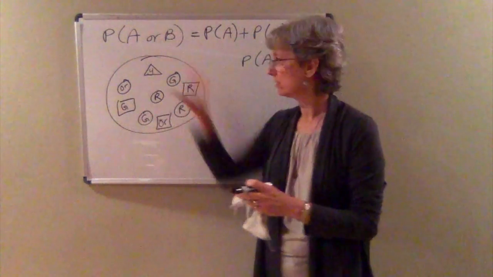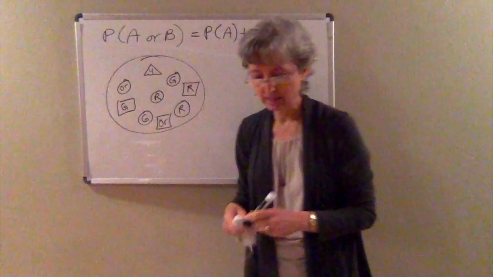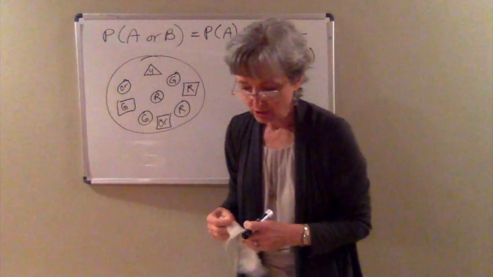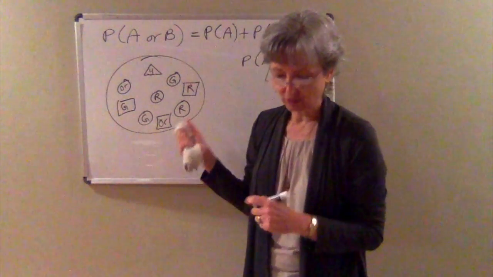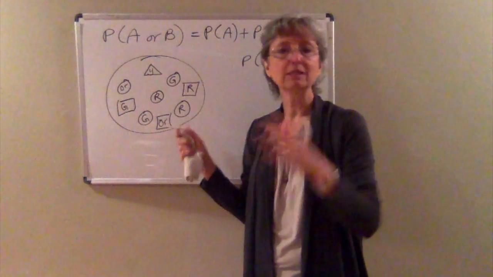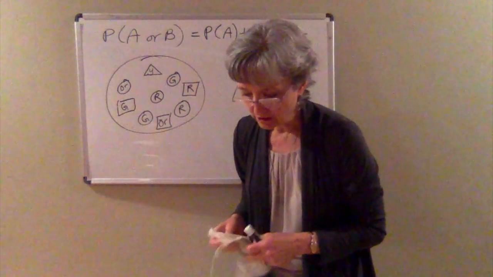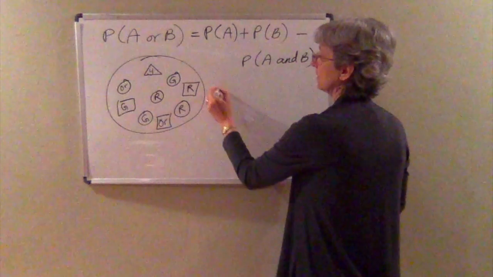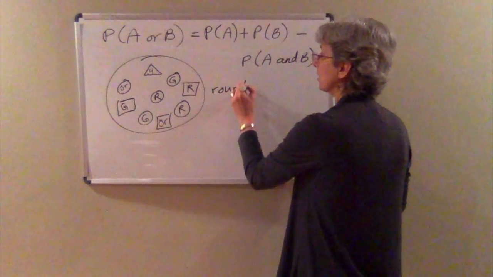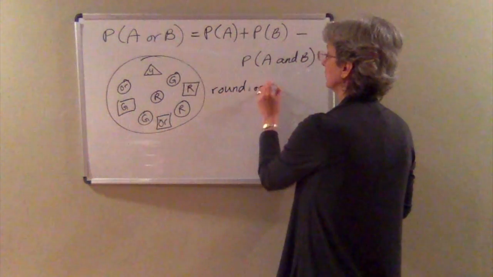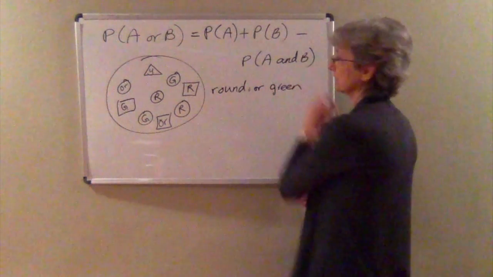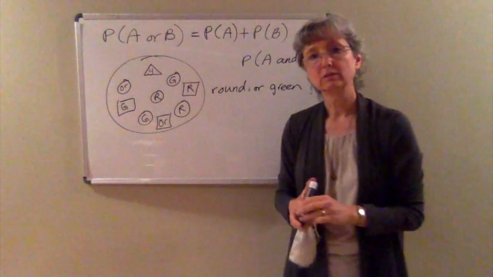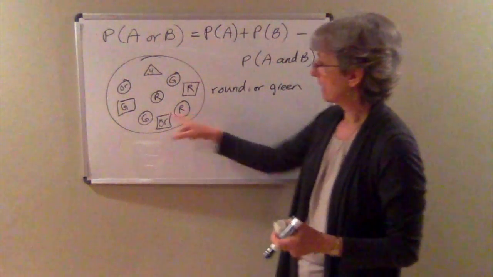So I have all of these different shapes on the board, and I want to know, suppose that you reach into the dish and you select a token, one of these, at random. All right, what's the probability that the token is either round or green? Round or green.